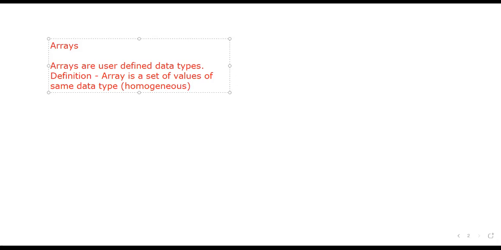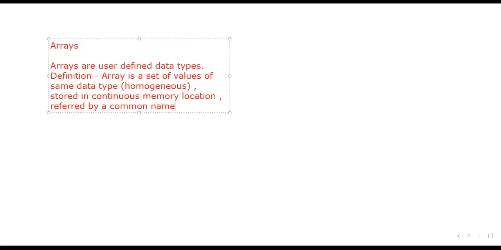So array is a set of values of same data type stored in continuous memory location referred by a common name. Common name or one name or same name, you can call it as. Okay, understood? You observe three things.